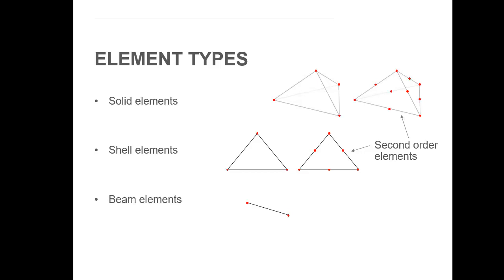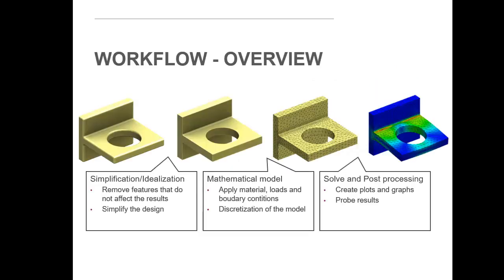The first order element with 3 corner nodes and a second order element with 6 nodes. Lastly, we also have the possibility to use beam elements for long parts with constant cross-section. To set up and solve these simulations in SolidWorks, there are a couple of steps that you go through. This is an overview of the workflow in SolidWorks Simulation.